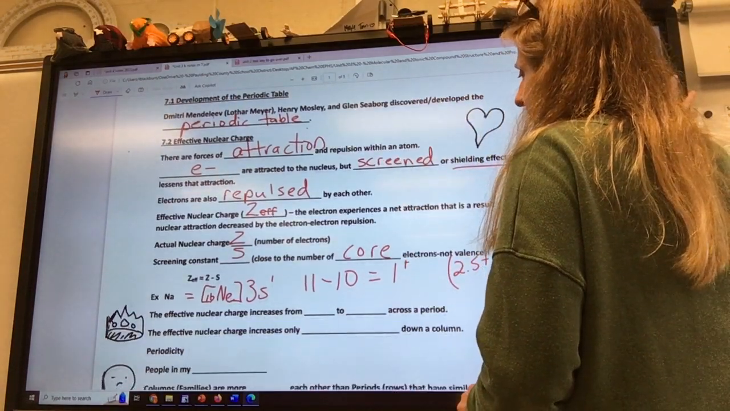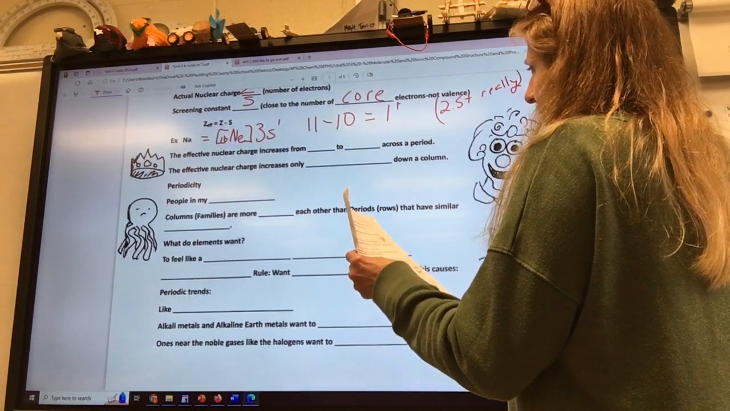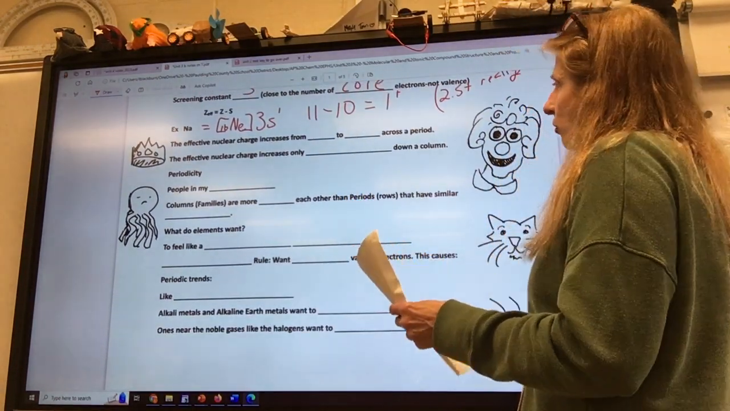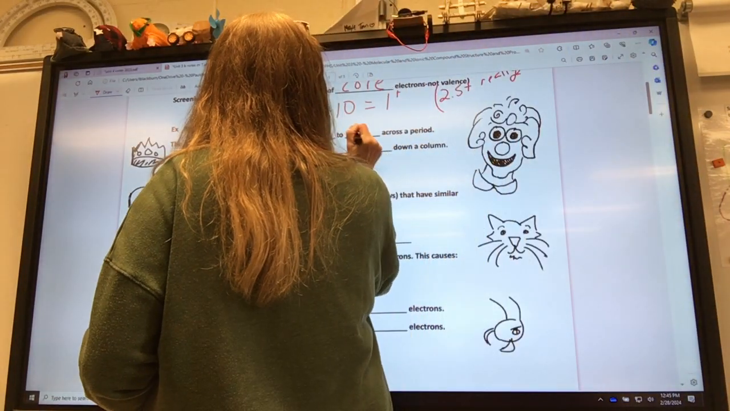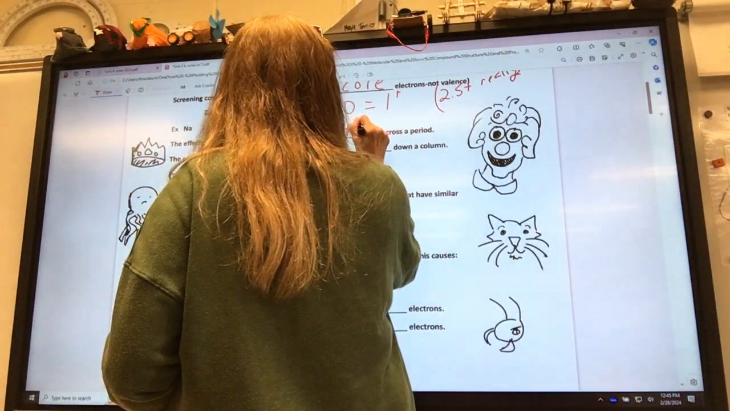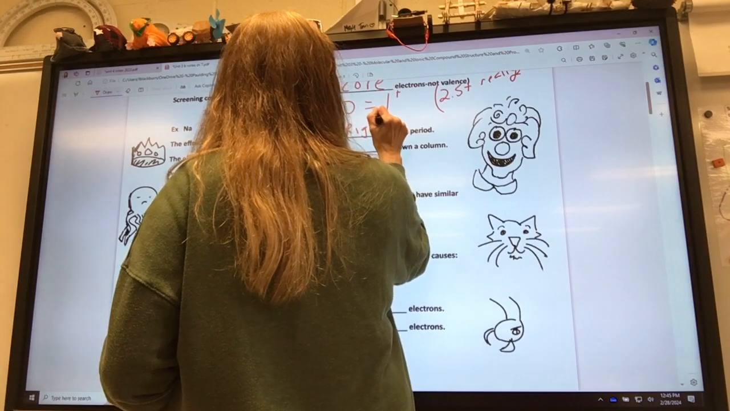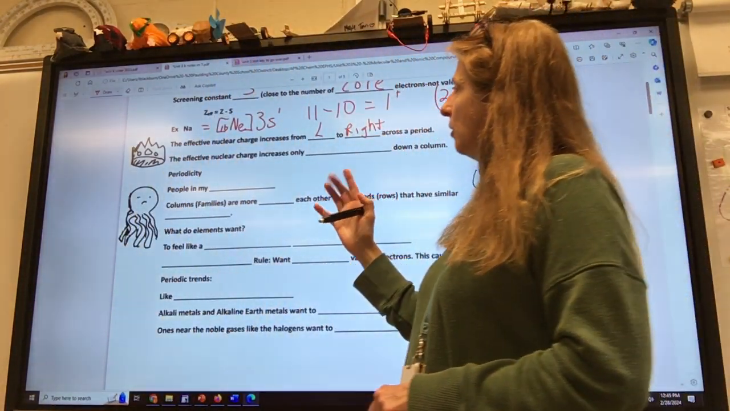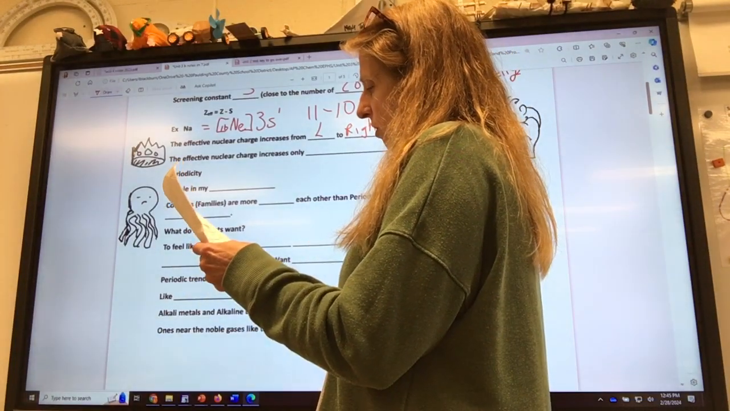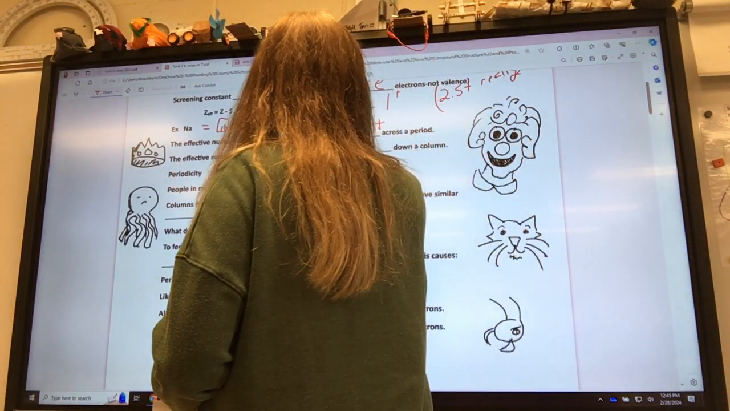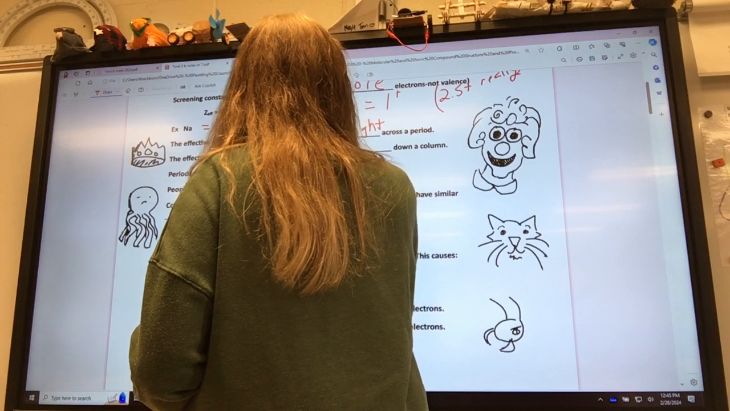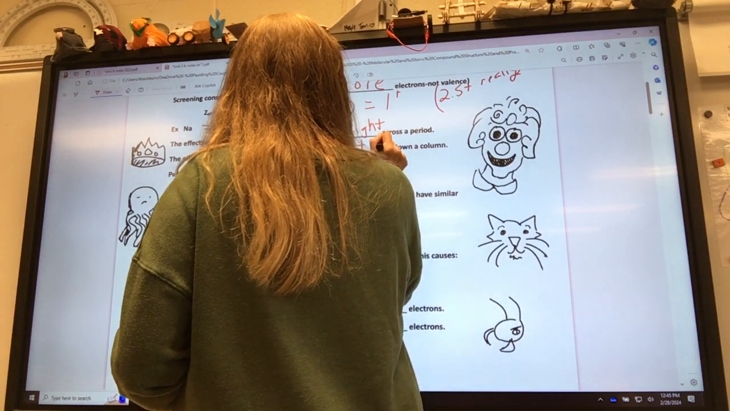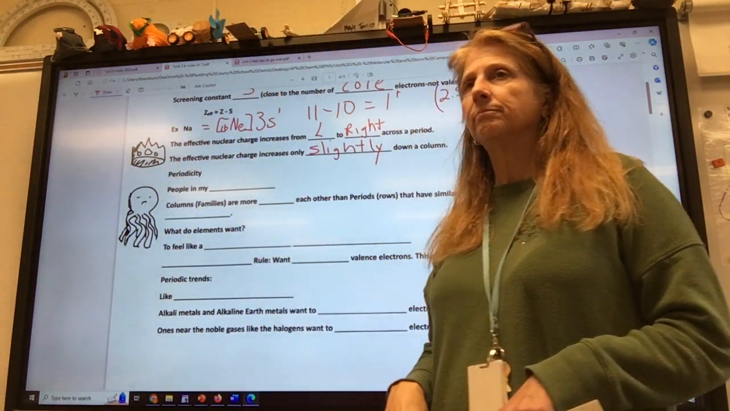Okay, the effect of nuclear charge on the periodic table increases from left to right. I guess I'll write it out right here. It increases left to right as you go across a period. So the effect of nuclear charge increases only slightly down the column.